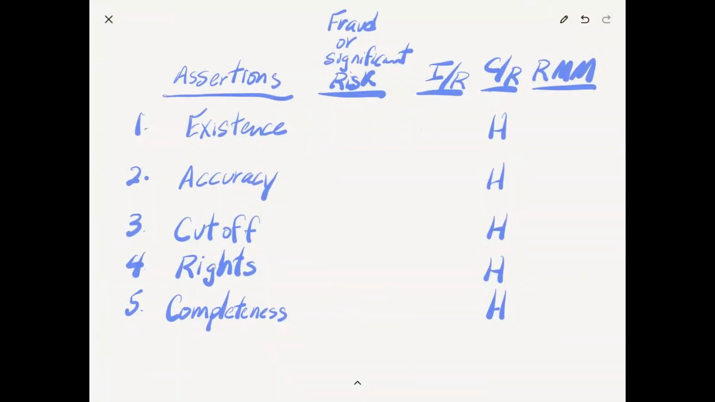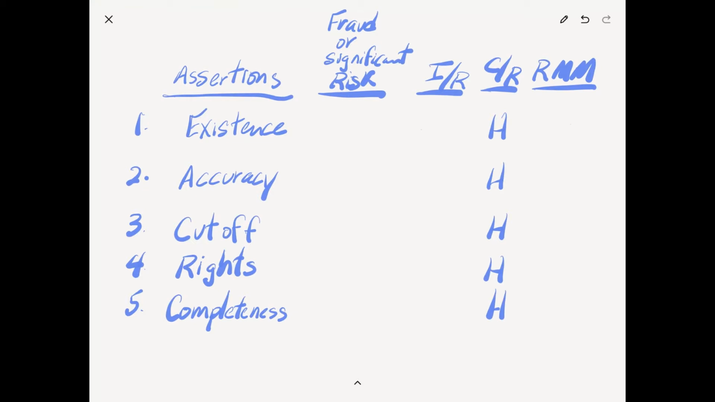So what does this look like? Well, if you look on the screen, you'll see the 5 assertions listed, and then I've already gone to high for control risk for each of those. Now I simply need to assess my inherent risk, and then my risk of material misstatement out in that right-hand column. It is a function of the inherent risk and control risk together.